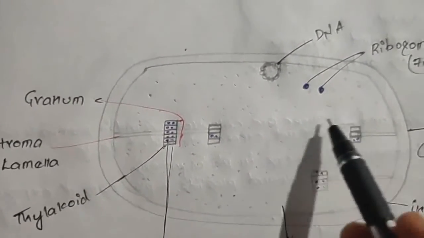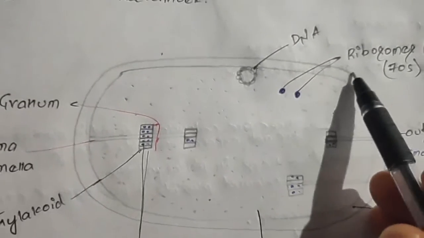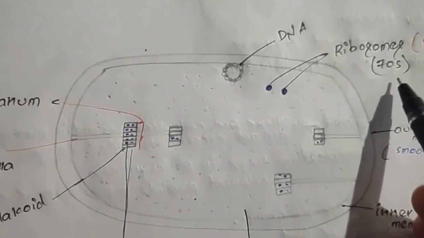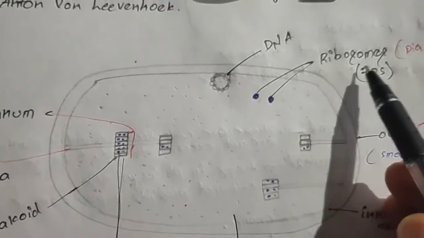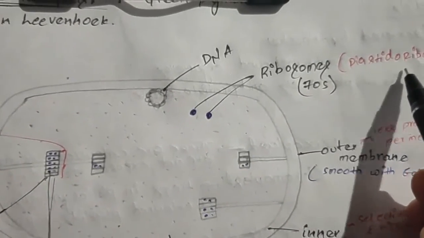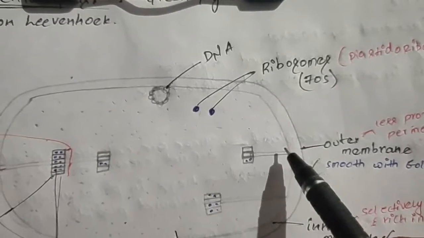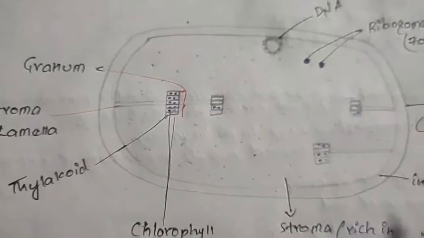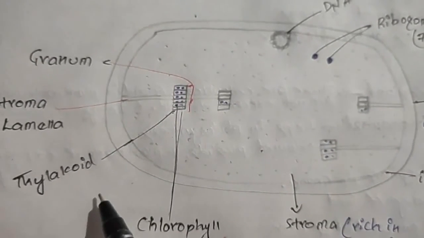Semi-autonomous means they have their own circular DNA and also ribosomes, and these ribosomes are of the 70S type. These ribosomes are also known as plastidoribosomes because they are present in the plastid. In these thylakoids, two types of thylakoids are seen.